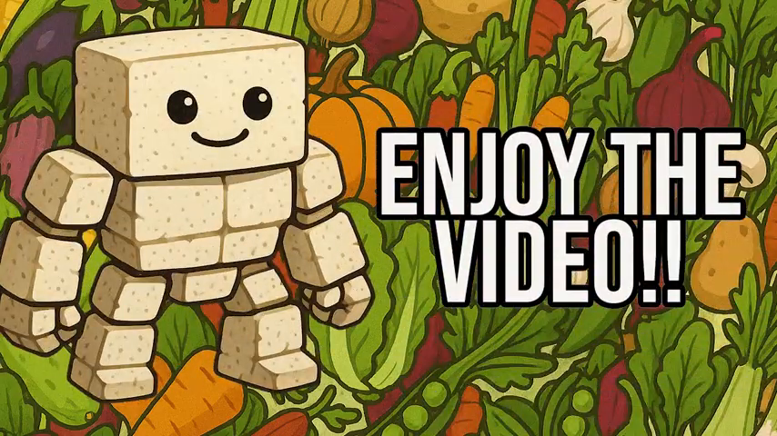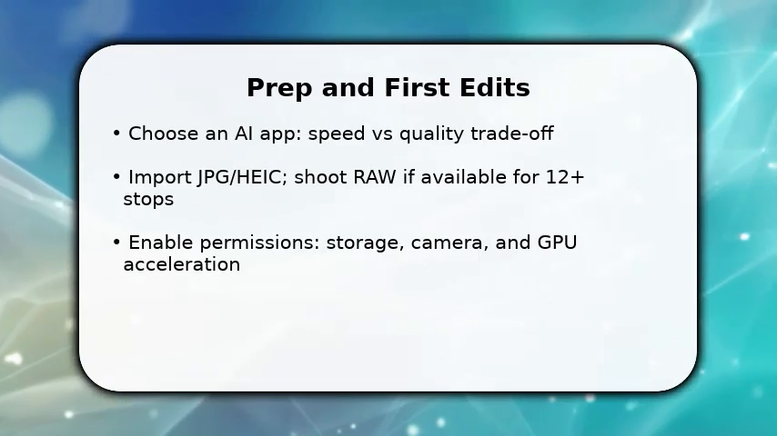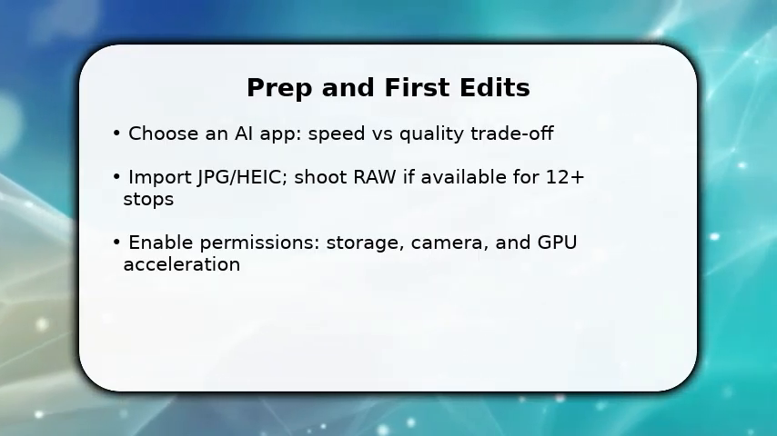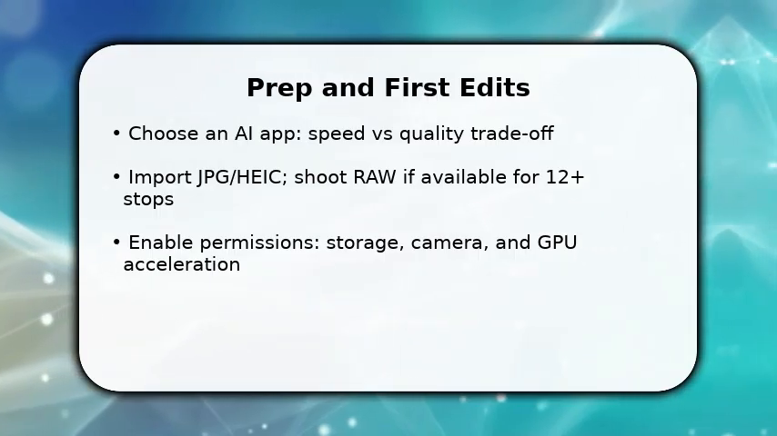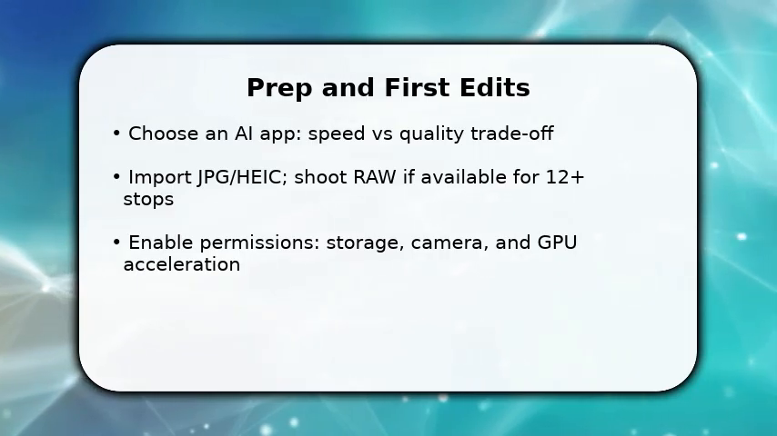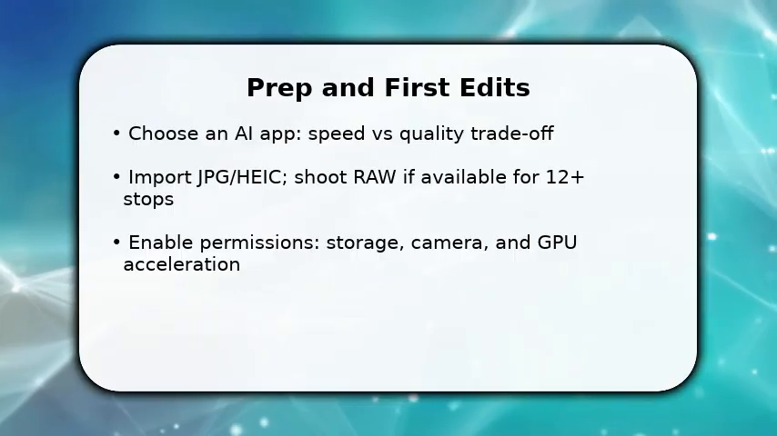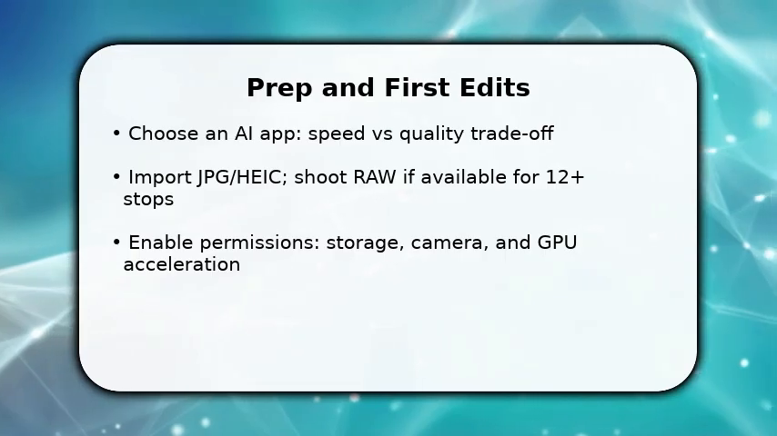Please enjoy the video. You start by picking an AI photo app that balances speed and quality. This matters because mobile GPUs vary. Once installed, import your JPG or RAW when you need more latitude. RAW preserves highlights and shadows. Make sure to grant storage, camera, and hardware acceleration permissions so processing runs smoothly.